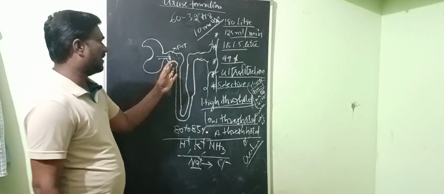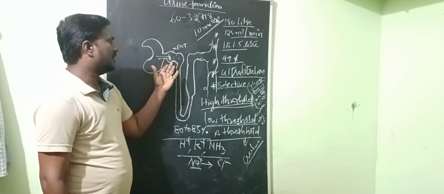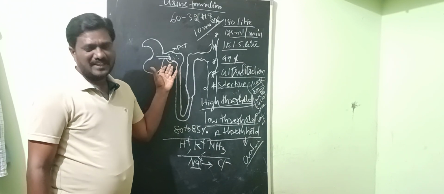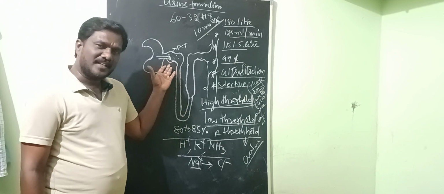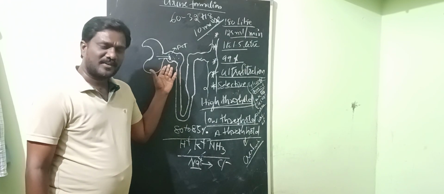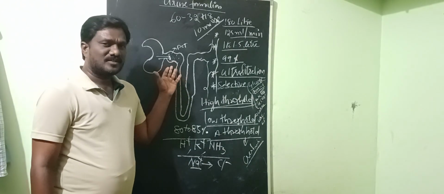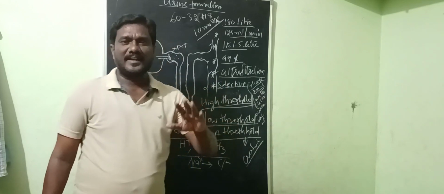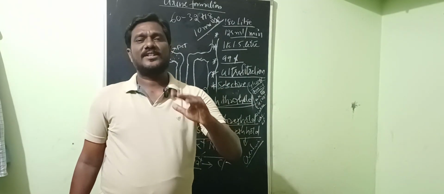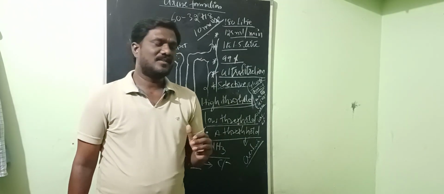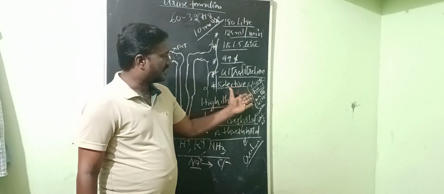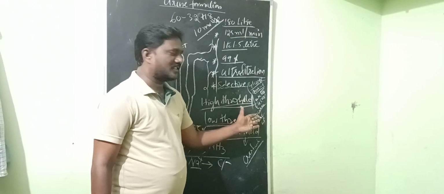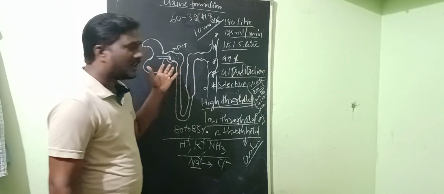Here in the PCT area, the constituents of the primary urine are nearly equal to plasma. That's why all the essential substances present in the primary urine have to be absorbed and sent into the bloodstream by selective reabsorption. These are glucose, amino acids, water, and some electrolytes, which are reabsorbed and sent into the bloodstream.